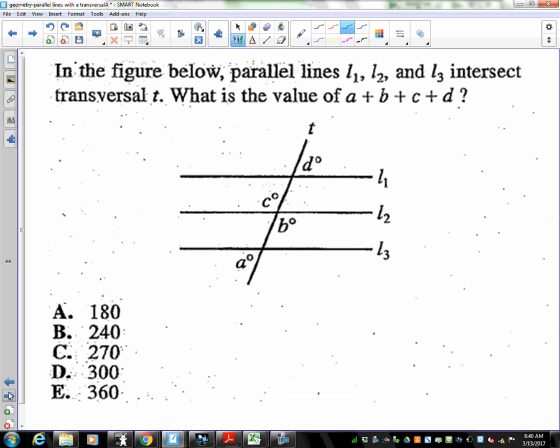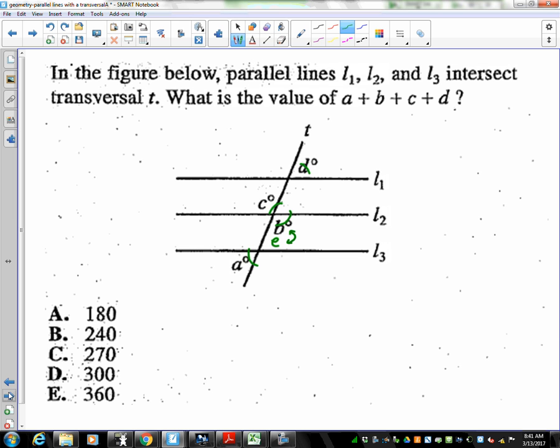And our next one says, in the figure below, parallel lines L1, L2, and L3 intersect. What is the value of angles A plus B plus C plus D? Okay, so let's make some notes here. I noticed that A and D would be the same, and that C and B would be the same. Now let's look for another relationship, so we'll introduce another angle. I'm going to call this one E. A and E would be the same, and B and E would be supplementary.